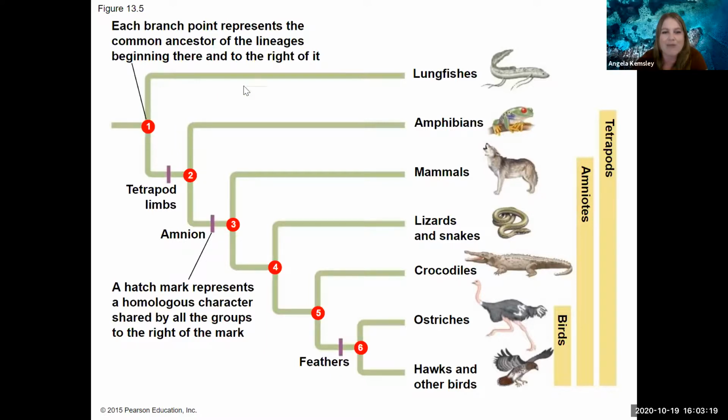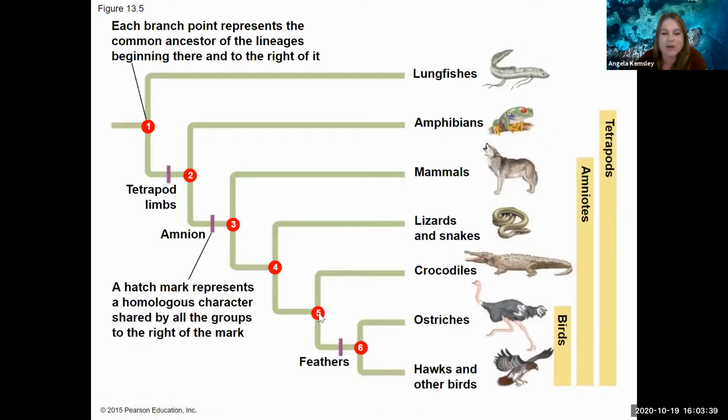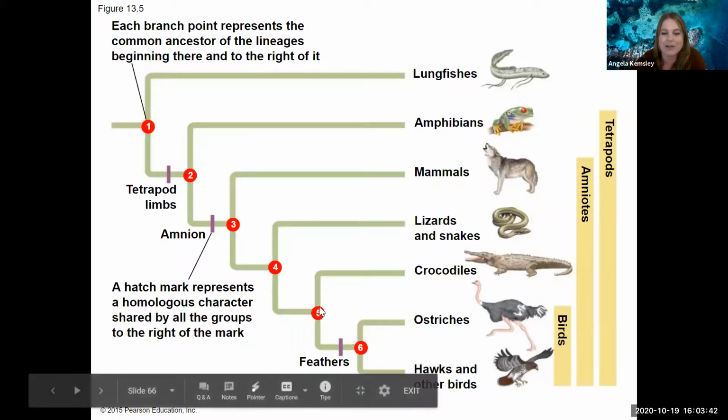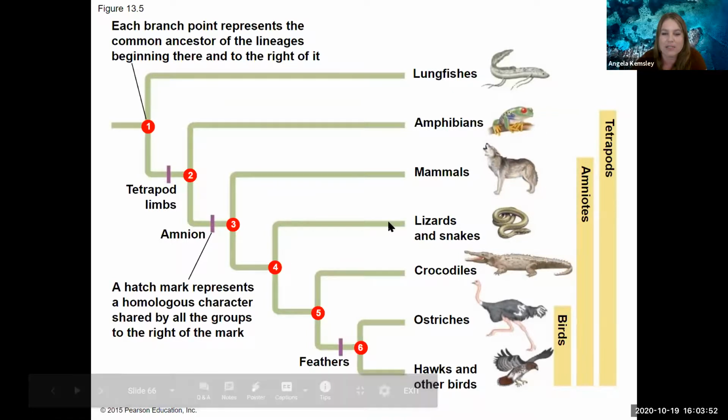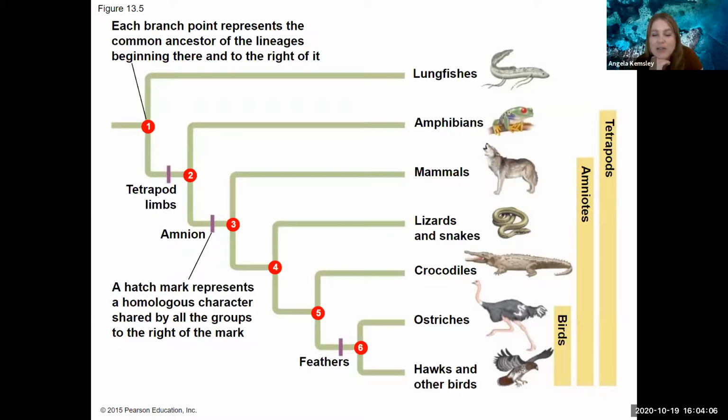And so here at number 1, everything over here is going to share this common ancestor. When we get over here, only ostriches, hawks, and the birds here are going to share this common ancestor, right? Because it's just the things branching off to the right. When we get over here, number 5, this is going to be what we call the most recent common ancestor of crocodiles, ostriches, hawks, and other birds. Number 4 is going to be the most recent common ancestor of lizards and snakes, and crocodiles, ostriches, hawks, and other birds. Right, so what number would represent the most recent common ancestor for amphibians, mammals, lizards and snakes, crocodiles, ostriches, hawks, and other birds?